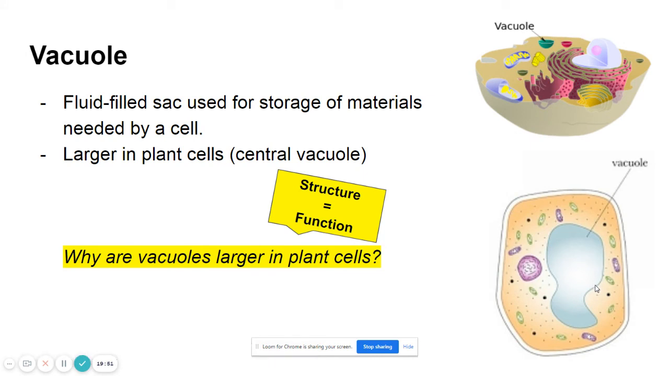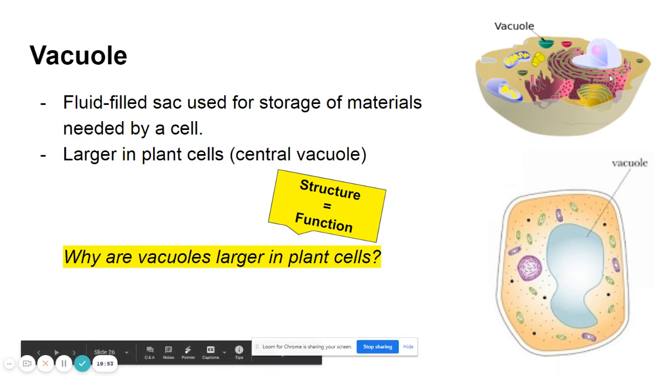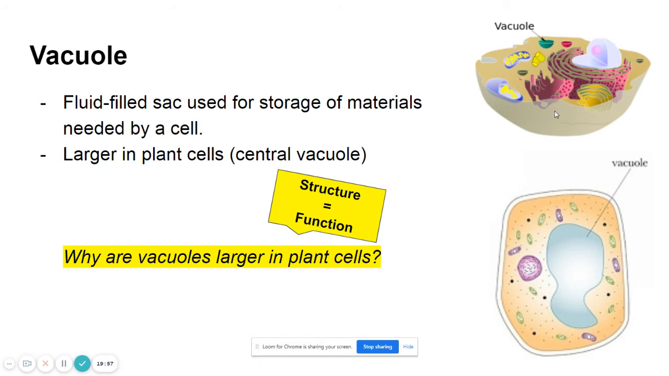Who do you think is going to need more water? A plant cell or an animal cell? Well, obviously, plant cells need a lot more water to stay alive, and they have to store a lot more water. A plant can't go and get a cup of water or find some water to drink whenever it's thirsty. It has to store this water because it doesn't know if it's going to rain tomorrow.